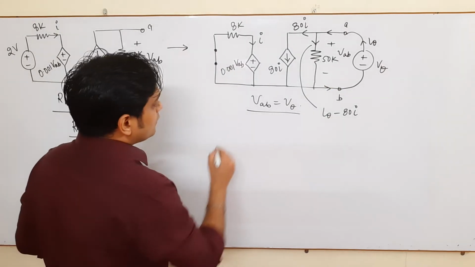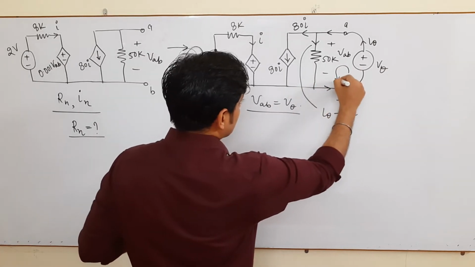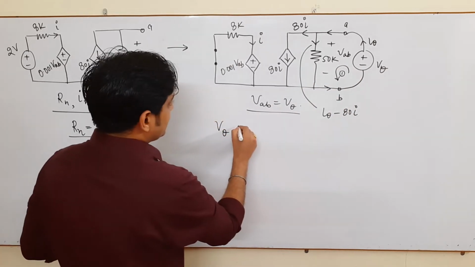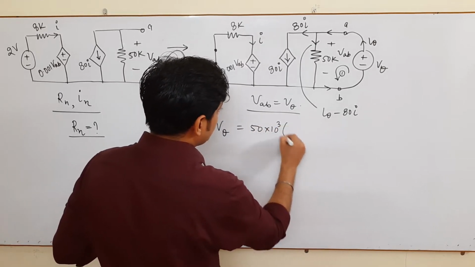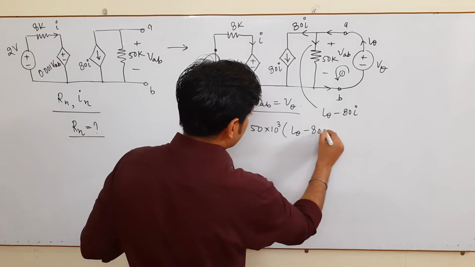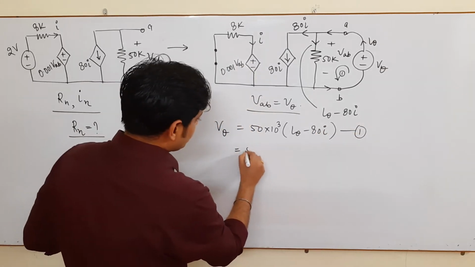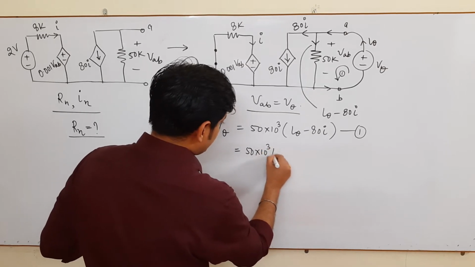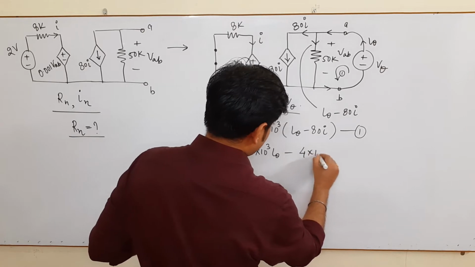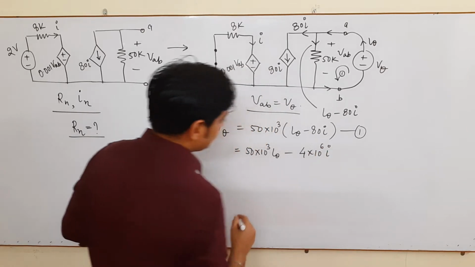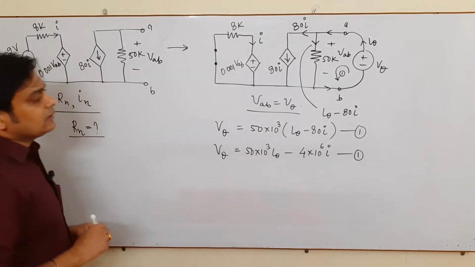Okay, so from here I should apply KVL. Here I am applying KVL. So minus 2 plus V theta is equal to 50K, that is 50 into 10 to power 3, into I theta minus 80I. Very important, this is our first equation. Or you can say it is 50 into 10 to power 3 I theta minus 4 into 10 to power 6 of I. This is your first equation. This is V theta.